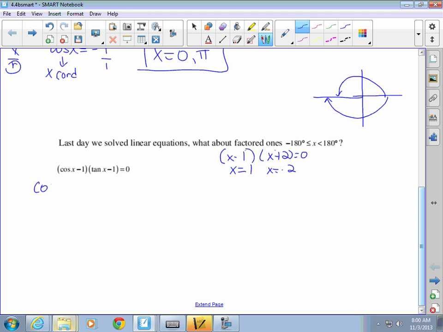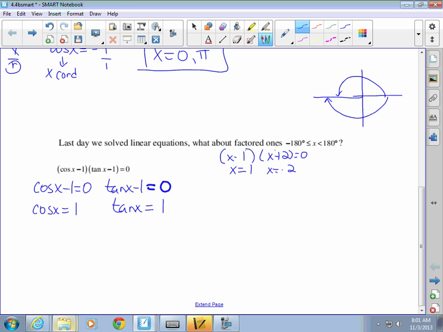So we have to go cos of x minus 1 is equal to 0. Tangent of x minus 1 equals 0. Oops, got to give us a second to catch up. So it's as if they factored it for us, and we're finding the solution. So now I solve each side. So I have cos of x is equal to 1. Tangent of x is equal to 1.